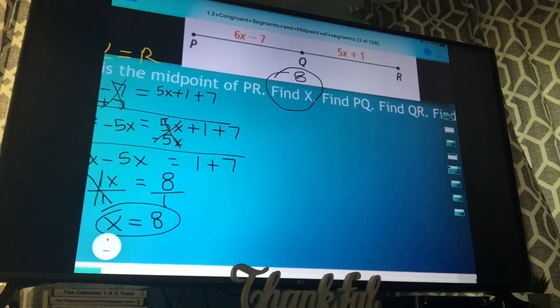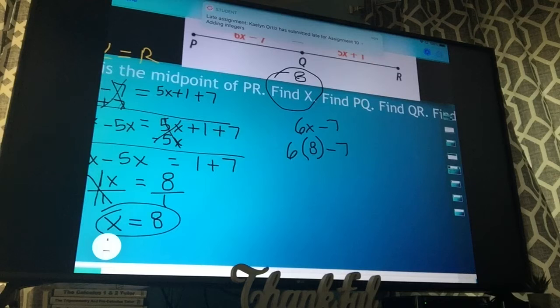PQ right now says 6x minus 7, and we're not writing x anymore. What is our x? We know our x value. Our x is 8, so you're going to plug in 8 where that x is. 6 times 8 is 48, and then we have a minus 7. So 48 minus 7 is 41.